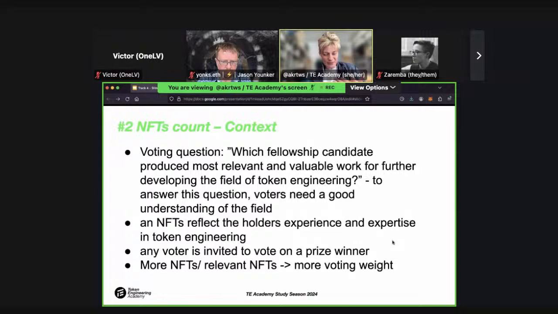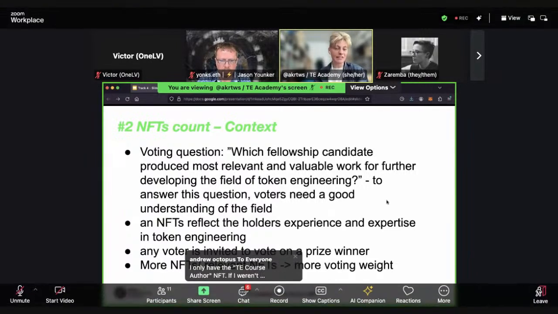And to answer this question, since it asks about the field of token engineering and what is relevant and valuable here, you need to have a good understanding of the field. NFTs are one way to reflect the holder's experience and expertise in token engineering. This is why we assign weights to them. Any voter is invited to vote on a prize winner.